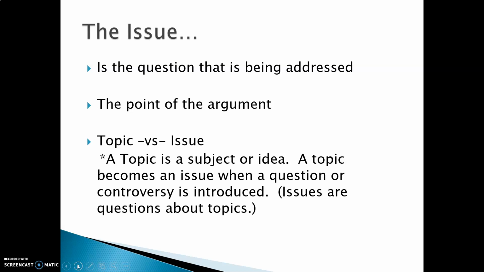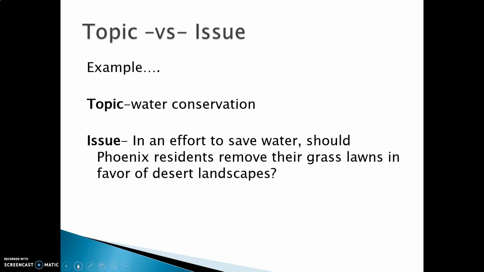The first thing I want you to learn is the difference between a topic and an issue. A topic is just the idea. A topic becomes an issue when a question or a controversy is introduced. For example, in this case, the topic is water conservation, but the issue is the question being asked. It is what would actually begin our argument. In an effort to save water, should Phoenix residents remove their grass lawns in favor of desert landscapes? If the city of Phoenix came down and mandated this, how would people feel? What would be the arguments on both sides of this issue?